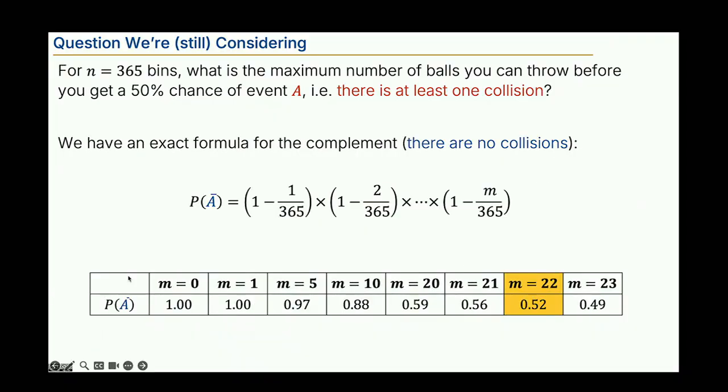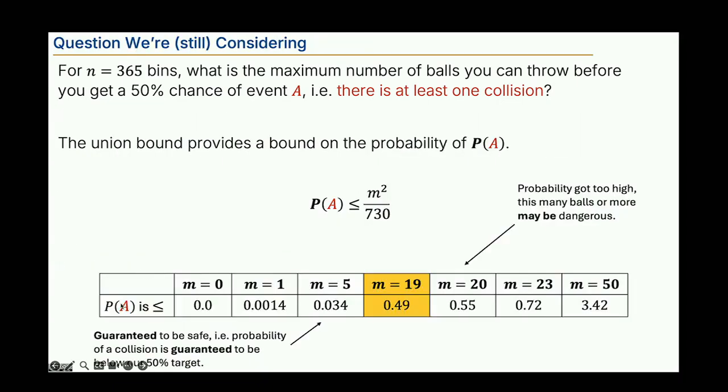Yeah, I mean, this one's A bar and this one's A is kind of the short answer. This is the probability that there is a collision. So that should increase as you throw more balls. And of course, this being a bound, once you get up to m equals 50, this probability becomes nonsensical, but that's okay.